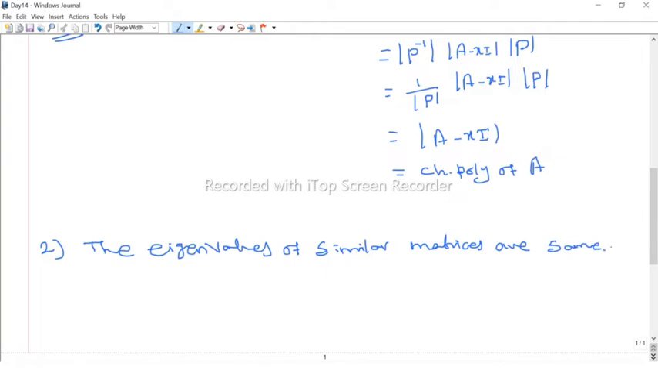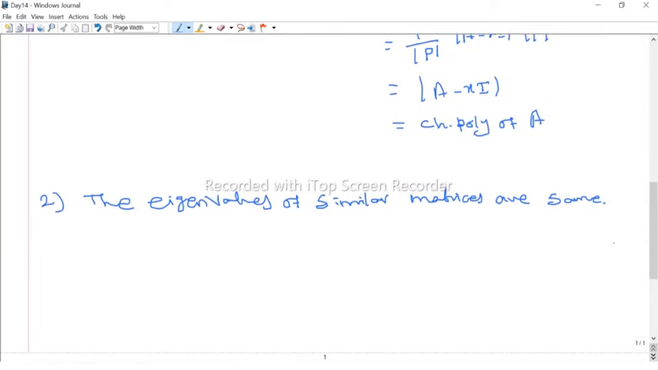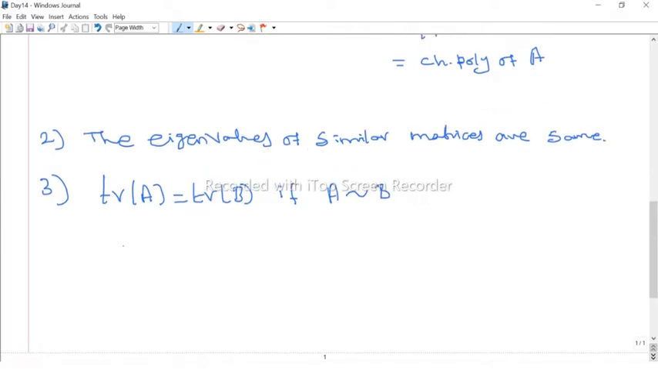Now once the eigenvalues are the same, the sum of the eigenvalues, which is nothing but the trace of the matrix, is the same. Therefore if A and B are similar, then the trace of A should be equal to the trace of B, provided A is similar to B.